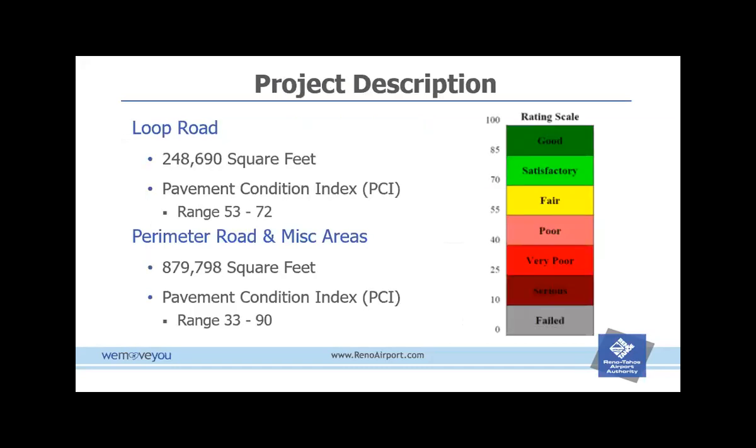So the project description: we are doing 2 main areas with this project. The Loop Road, which is the main entrance to the airport for the public, and then the Airside Perimeter Road, which is the main travel way for vehicle traffic on the airside portion of the airport. Encompassing a little over 1 million square feet of slurry seal.